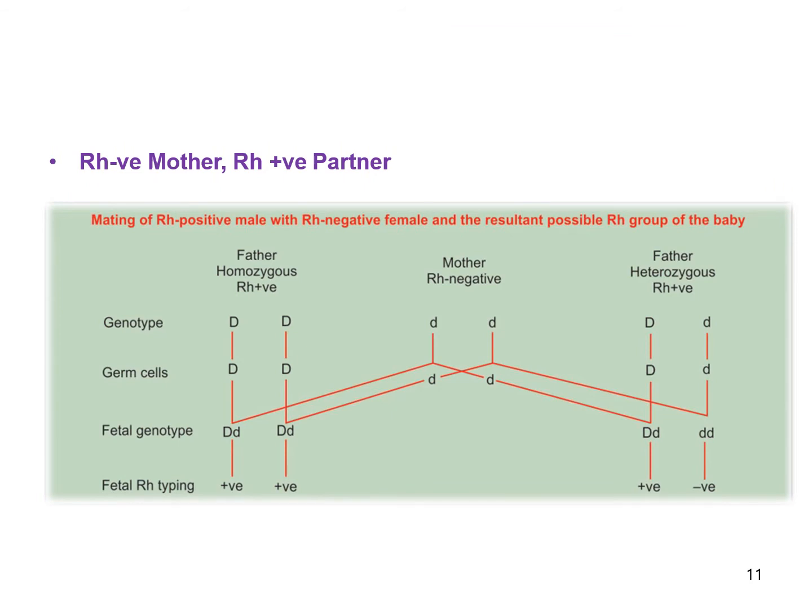As we said, if the father is homozygous, all pregnancies will be positive blood group, and if heterozygous, we have a chance of 25% to be negative. So in this case, we may benefit from knowing the fetal blood group.